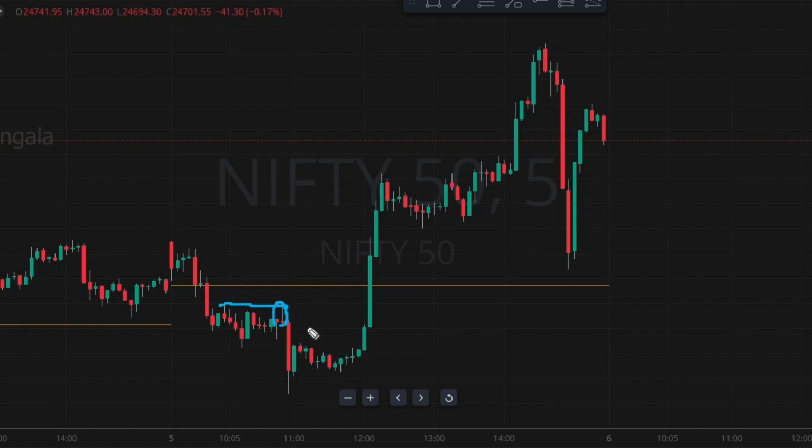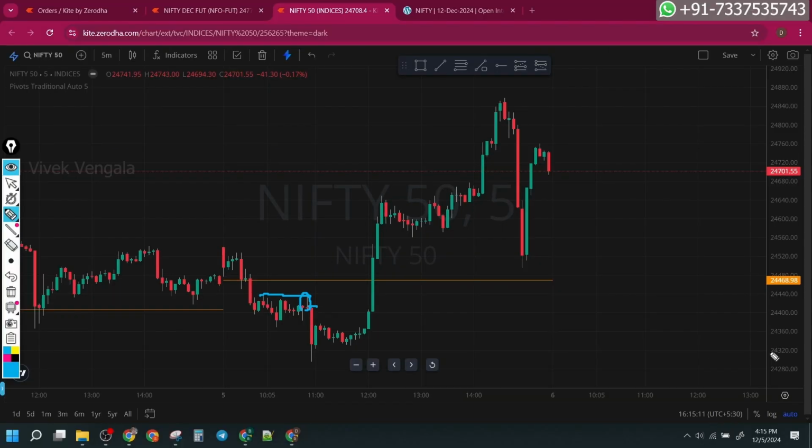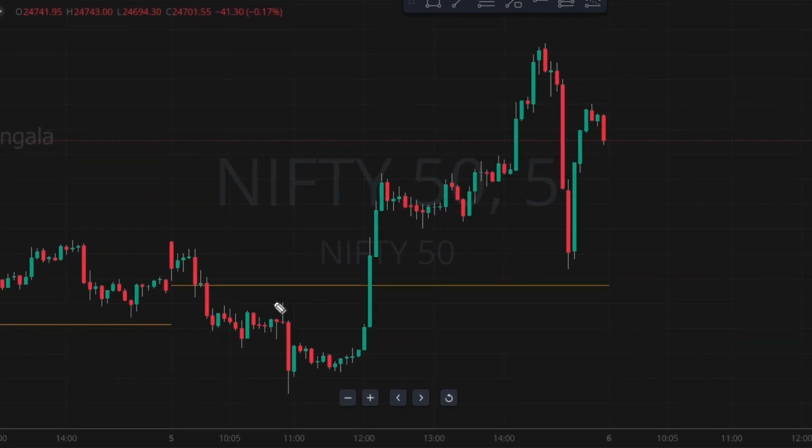Almost 100 points move from this point to this point, 24,400 to 24,300, something like that. It's more than a 100 points move in just a 5 minutes candle. And after that, this is a high and this is a low point. It made another lower high and another higher low when compared to this low, and there is a breakout here at this point. In this candle, it gave a breakout and there is non-stop buying.